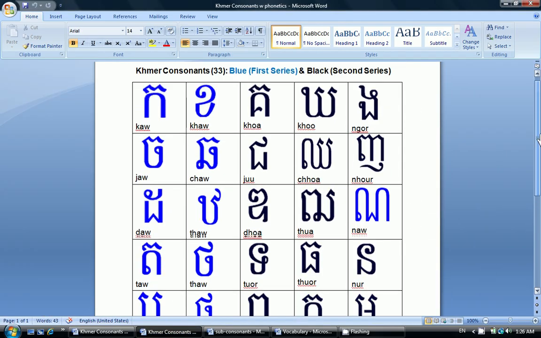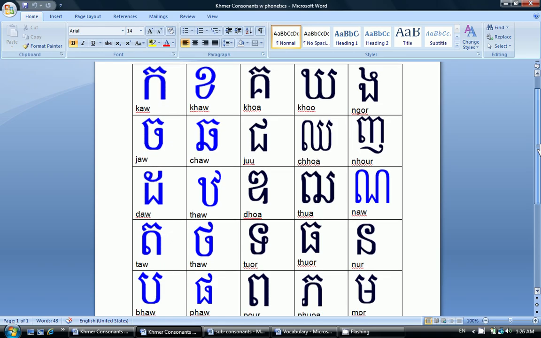Again, the first 5 groups are arranged according to the articulation of the sound from the back to the front of the mouth. Let's say the first row together. Ga, ka, go, ko, ngo. Second row. Ja, cha, jo, cho, nyo.